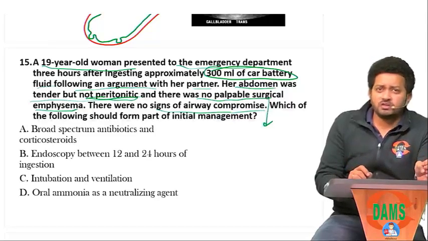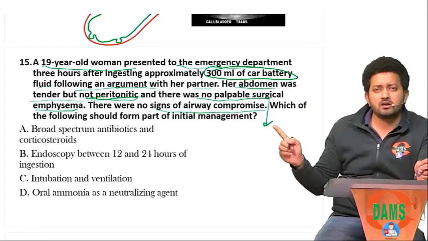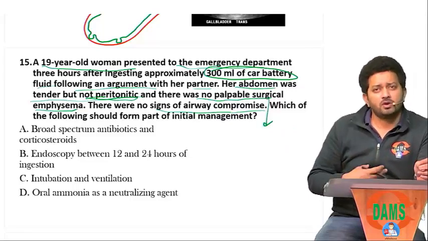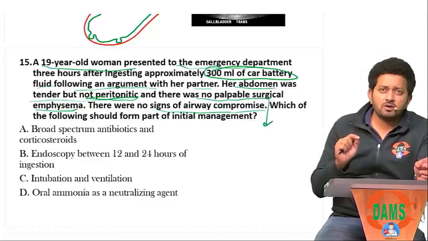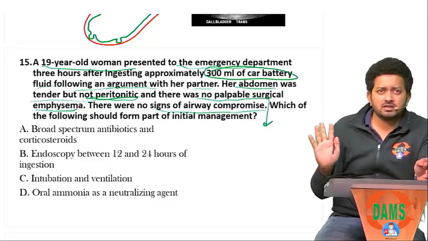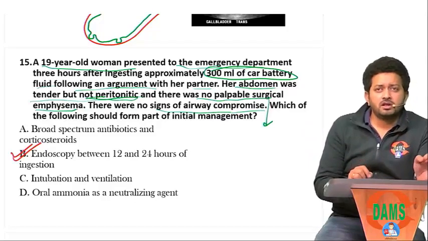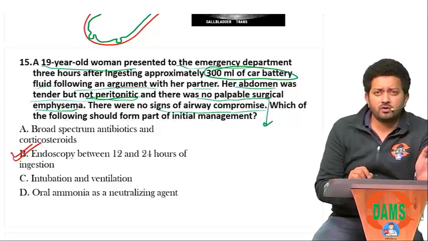So in case of corrosive injury, suppose there is a complete tear of the esophagus, you have to operate. Peritonitis, you have to operate. But in this case, both the things are not there. So the next thing you will do, after initial resuscitation and all, is you will perform the endoscopy. Endoscopy should be done early. Early means preferably in 24 to 48 hours.